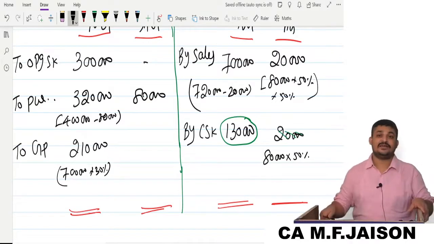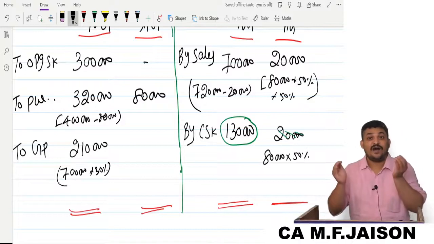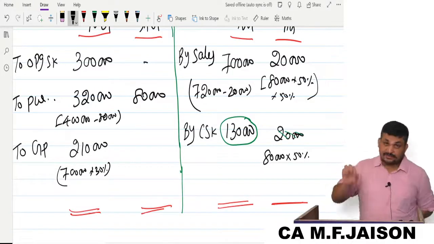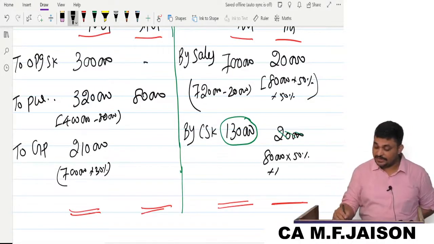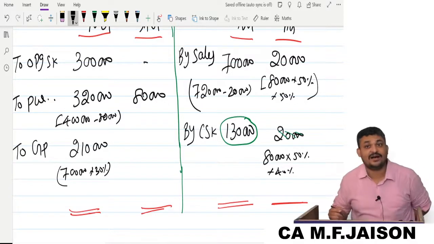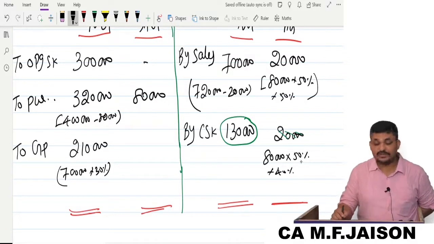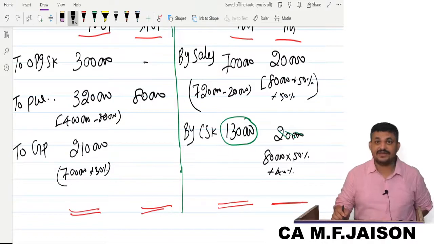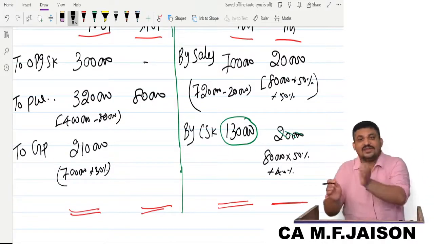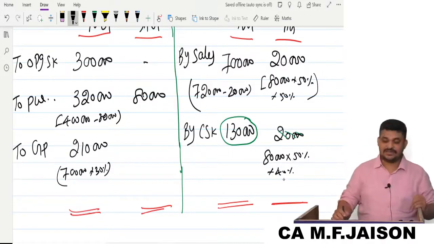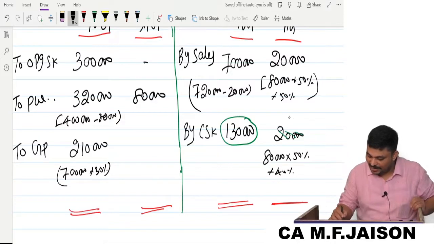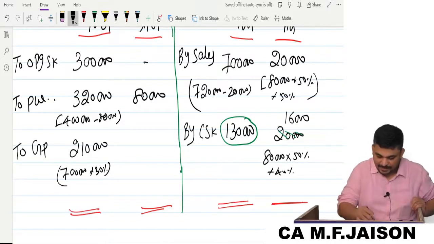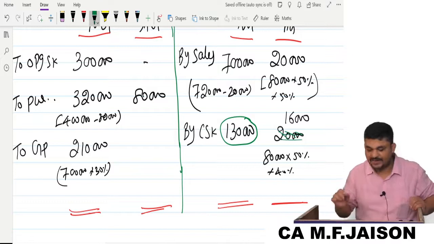Original cost, not reduced price. Original cost of half the goods. So that was sold at 40% of the original cost. So 80,000 into 50%, when you do, you are getting 40,000. No, that 40,000 is the reduced price of original cost. Original cost of half the goods that was sold at 40%. So thereby you should take how much? 16,000 and not 20,000. Understood?